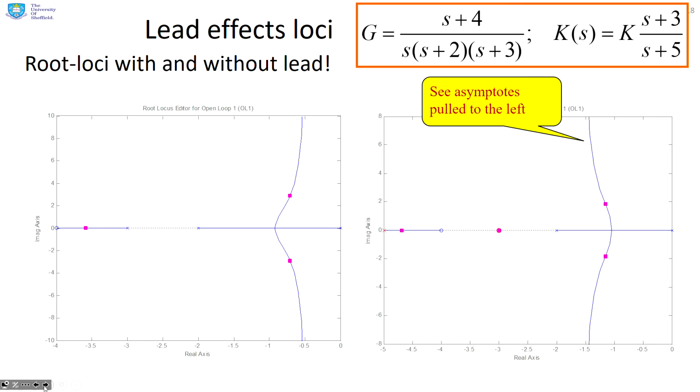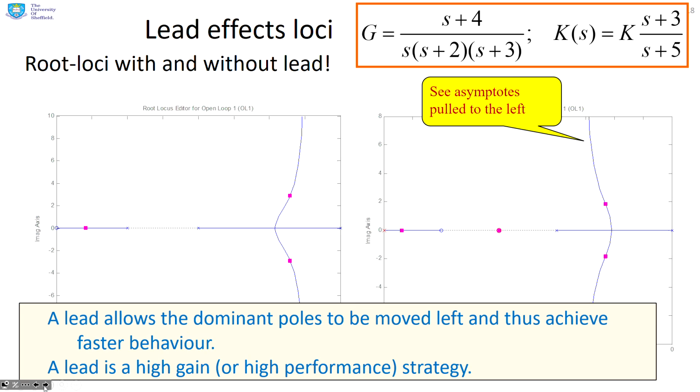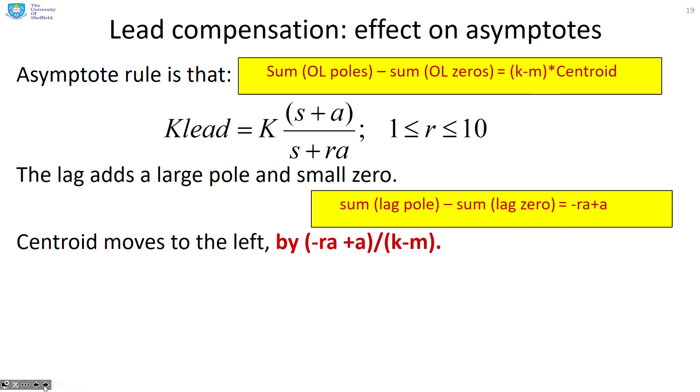And what's the key point? You can see that the asymptotes are pulled significantly to the left with this particular example. So a lead allows the dominant poles to be moved left and thus achieve faster closed loop behavior. So in general, a lead is a high gain or a high performance strategy. You use this if you want faster behavior from your closed loop.